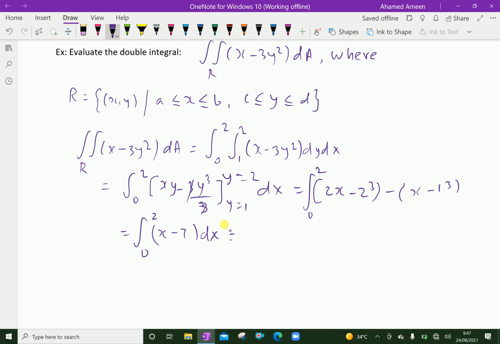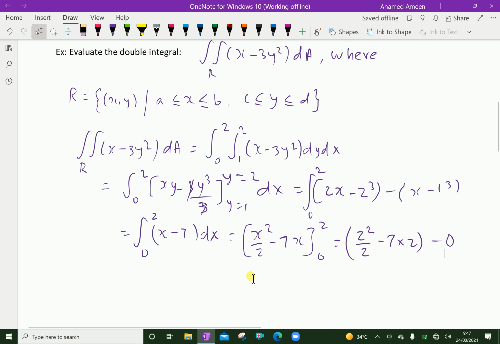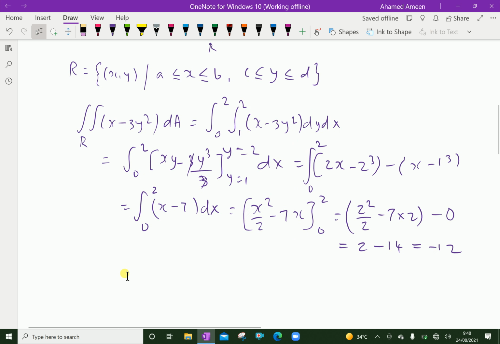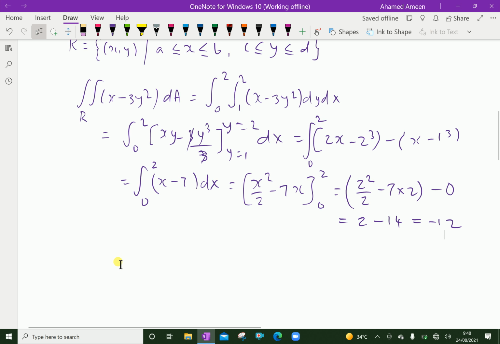Integrating with respect to x, we have x squared by 2 minus 7x, with limits 0 to 2. That is 2 squared by 2 minus 7 into 2 minus 0. So we have 2 squared is 4, 4 divided by 2 is 2, 2 minus 14 is equal to minus 12. Now let us do it by reverse order.